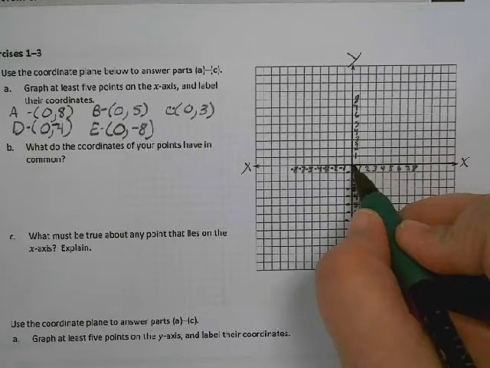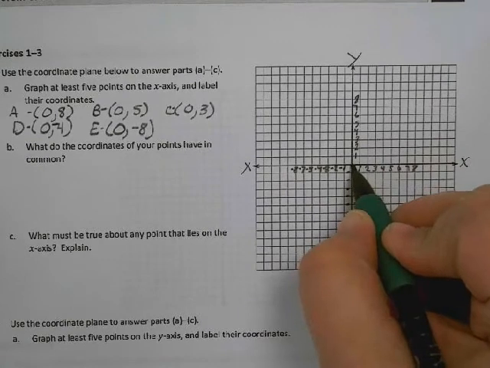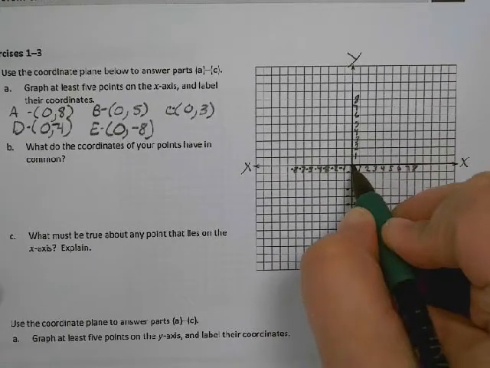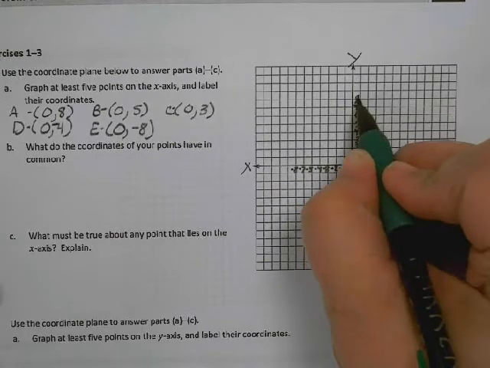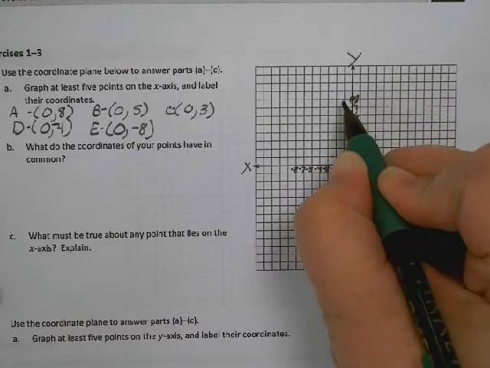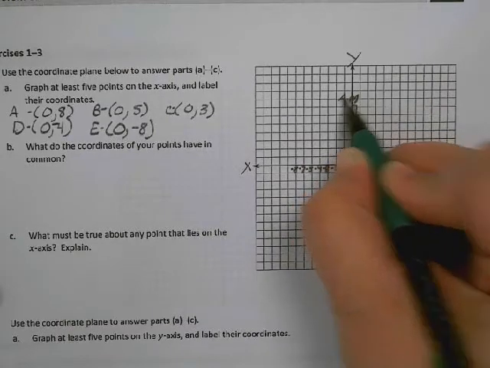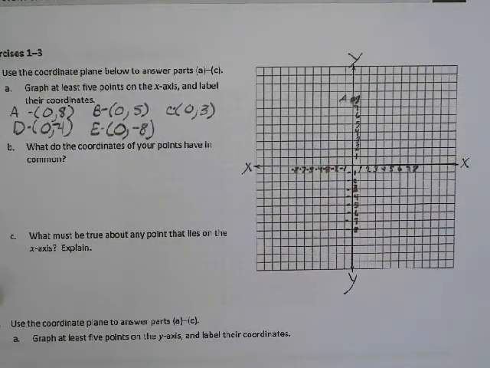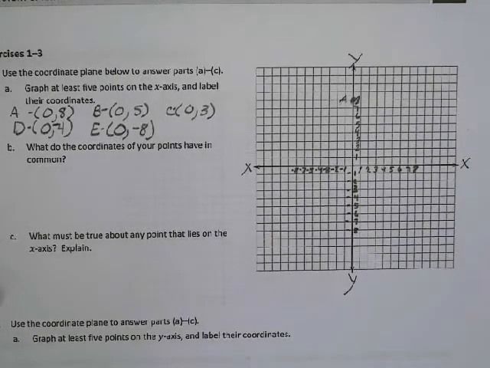So we were at the origin because our first number was 0. And because my next number is 8 and it's positive, I'm going to go all the way up to the 8 and I'm going to put a 0. And then I'm going to label that A. So go ahead now and finish labeling B, C, D, and E.